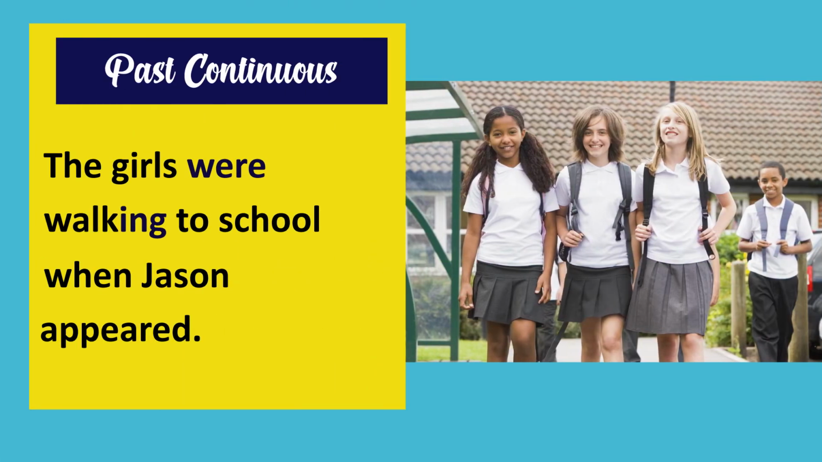Here we have another example. The girls were walking to school when Jason appeared. The girls were doing an action, that situation was ongoing, but was interrupted because Jason appeared. So there we have the action in the simple past, when Jason appeared.